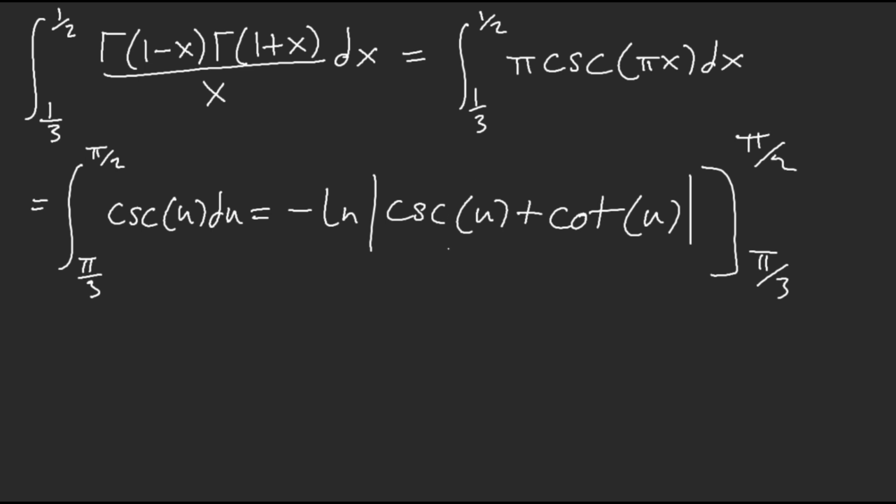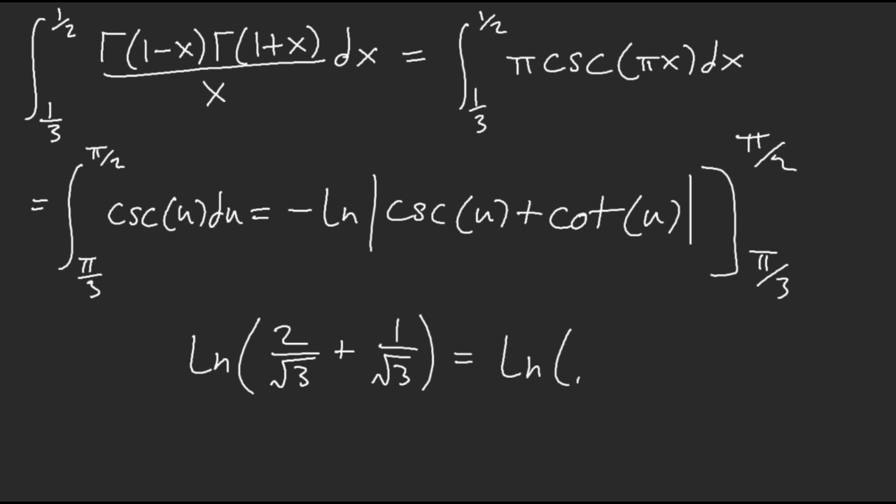1 over sine of pi over 2, that's like 1 plus 0, so everything's going to be 0. And then if you plug in, so minus negative, that's going to cancel out. So now what we have is ln of what? Cosecant of pi over 3? What's sine of pi over 3? Root 3 over 2, so 2 over root 3 plus 1 over root 3. Oh wow, would you look at that? So our answer is ln the square root of 3. Okay? All right, perfect.